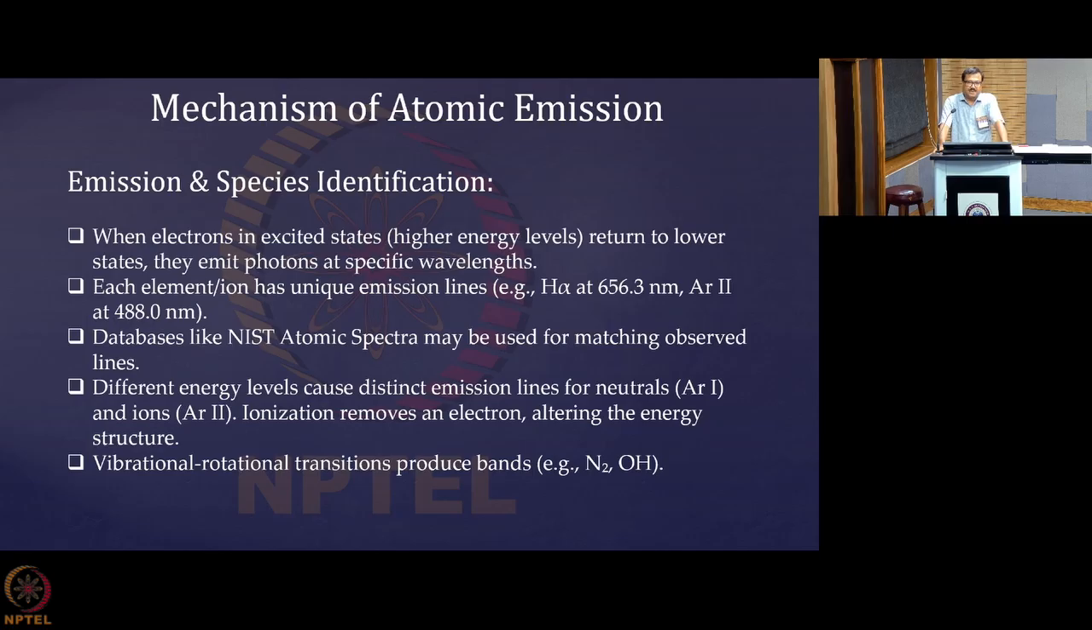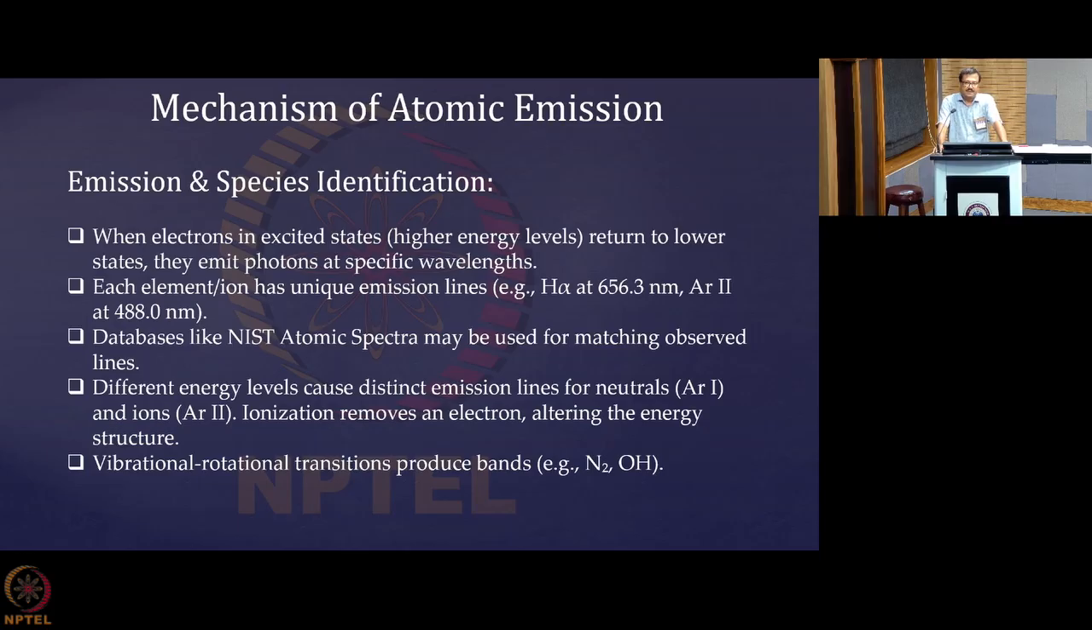Emission of spectral lines allows you to identify the species. When electrons are in excited states and they return to their lower states, they emit photons, as you all know, and because the energy levels are very specific to specific atoms, the wavelengths are also very specific and they are the signature of the atoms which are emitting, like a fingerprint.